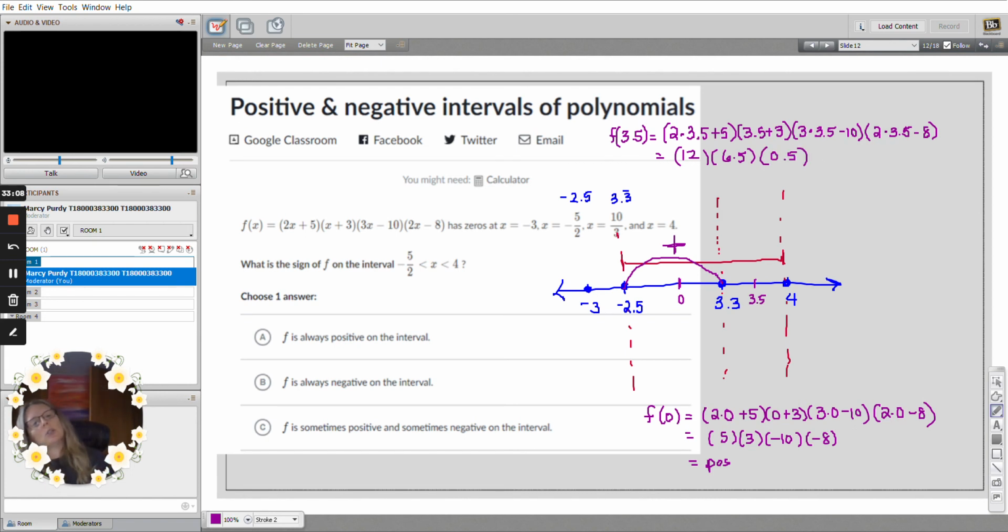And then the last one, 2 times 3.5 minus 8. So again, if you're not sure if it's going to be positive or negative, then check it on a calculator and you get a negative 1. So this is going to be negative because a positive times a positive times a positive times a negative is going to be a negative. So it's going to go down here, turn around, and come back up through that x-intercept. So it's negative in this interval, but positive in the other. So your answer here is C. F is sometimes positive and sometimes negative on the interval. So just watch for that. Sometimes they'll ask you over 2 intervals. Sometimes they'll ask you over just 1.